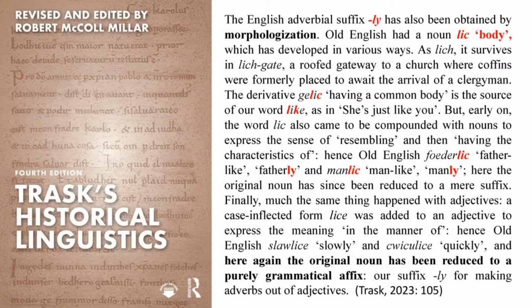Finally, much the same thing happened with adjectives. A case-inflected form of like was added to an adjective to express the meaning in the manner of. Hence, Old English slaw-like, slowly, and quickly, or quick-like. How would you say that? Quick-coo-like? Quick-chew-like? I have to ask somebody. But anyway, it became quickly in our modern sense. And here again, the original noun has been reduced to a purely grammatical affix, our suffix "li," for making adverbs out of adjectives. So you can see how this process happens.